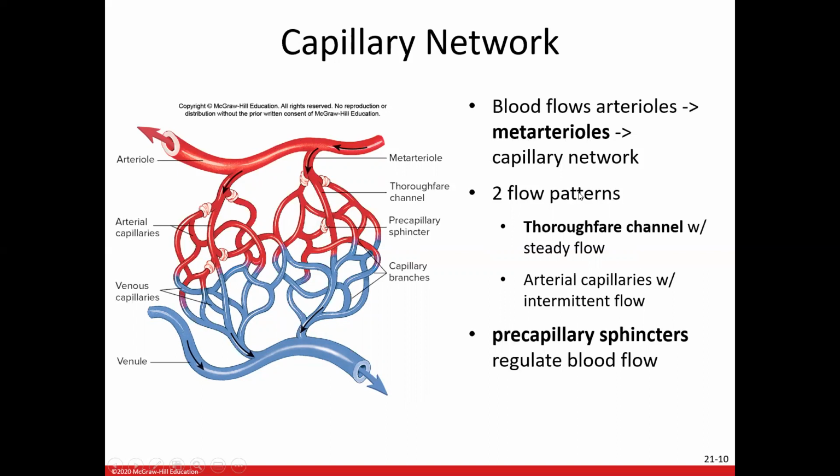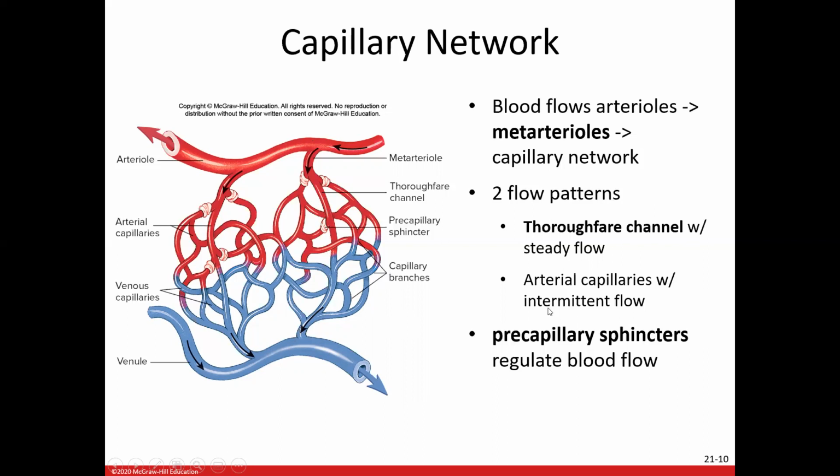And what is in the capillary network, there are two different flow patterns that can go through. There's what's called the thoroughfare channel, and then it can go around the channels through what's called intermittent flow. So if you look on the diagram, the thoroughfare channels are just these straight canals that basically run from the arterioles to the metarterioles all the way down until it gets to the venous portion of the capillary. Obviously, it's very steady, no interruptions.